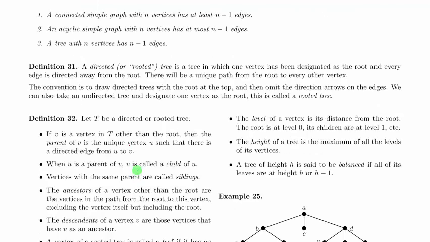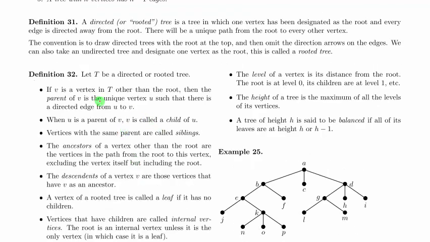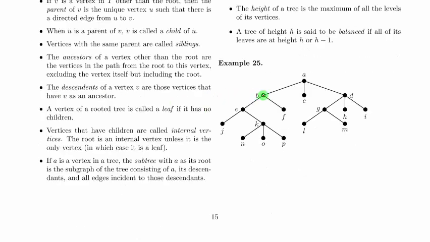But in this definition, if we have a directed or rooted tree, then if we have a vertex other than the root, then the parent of that vertex V is the unique vertex U such that there's a directed edge from U to V. So for instance, just pointing out some examples here. In this example, if I'm looking at I, again, thinking of this as a rooted, directed tree, everything is directed away from A since that's the highest one. And if we focus on I, then the edge would be pointing like that, so D would be the parent of I.